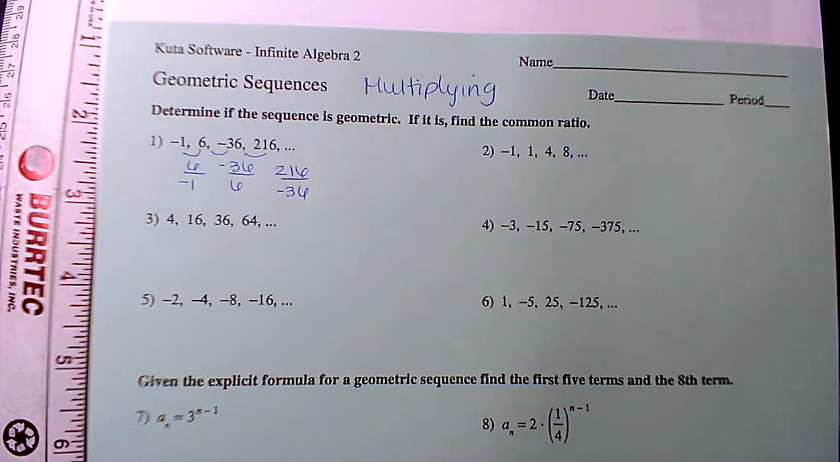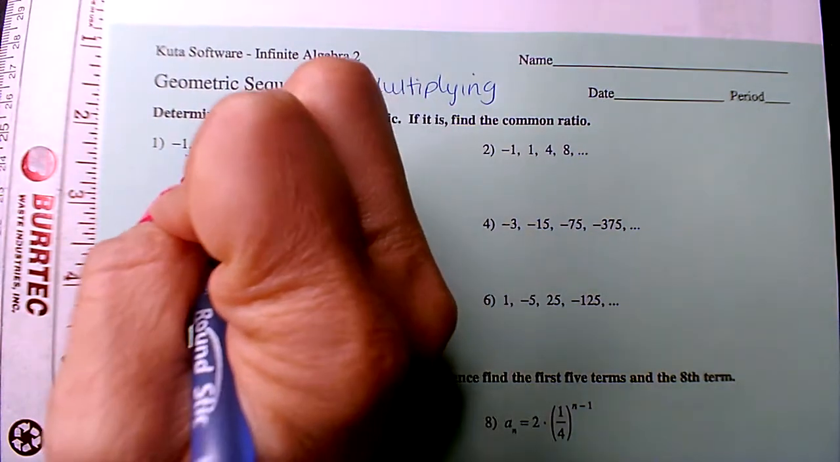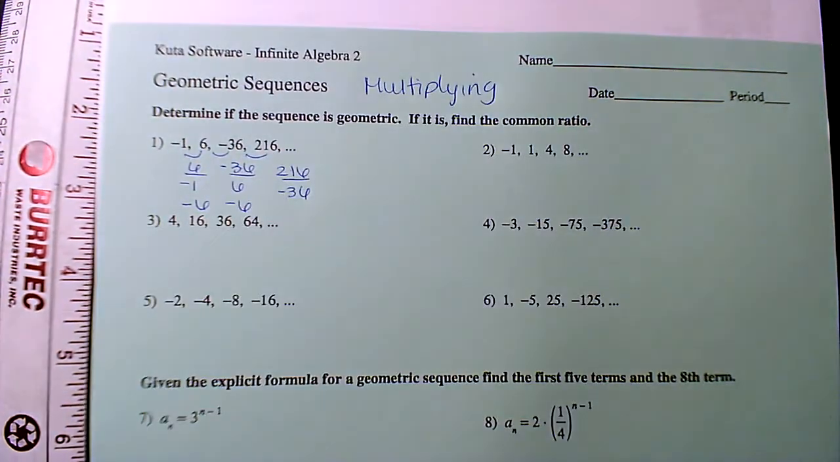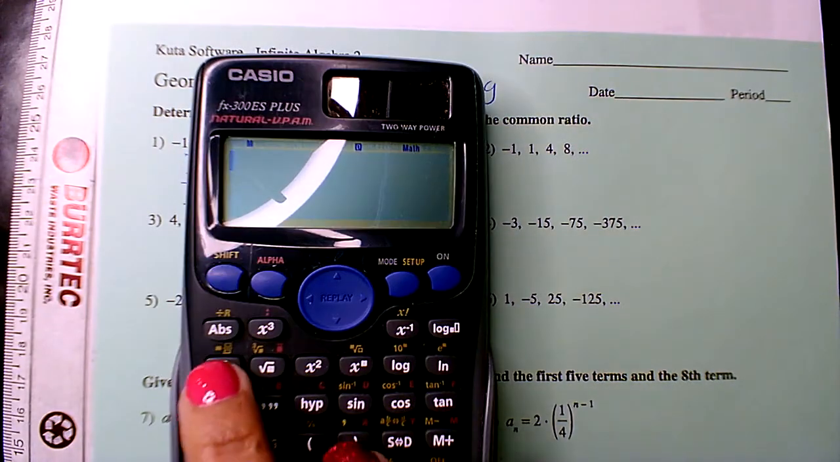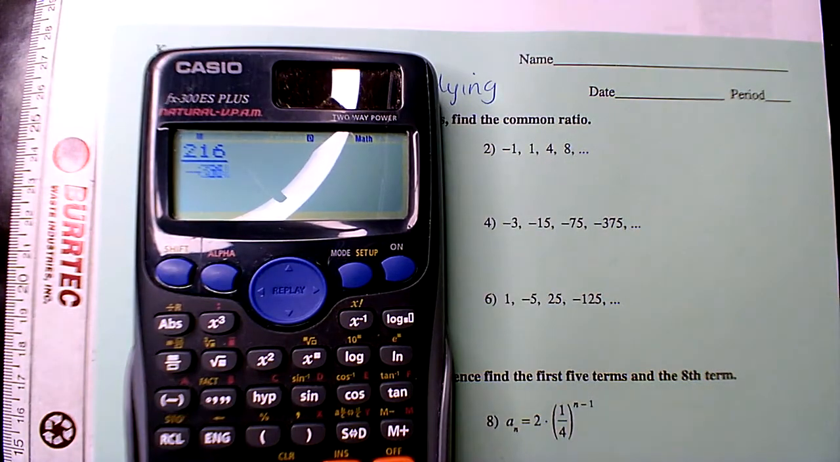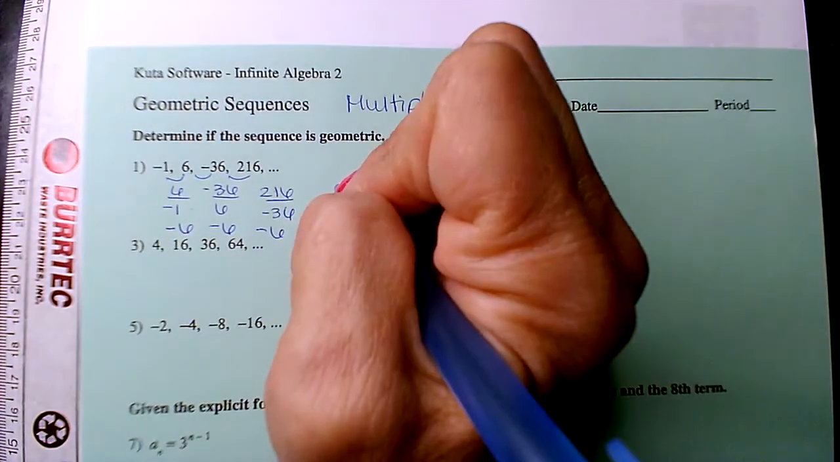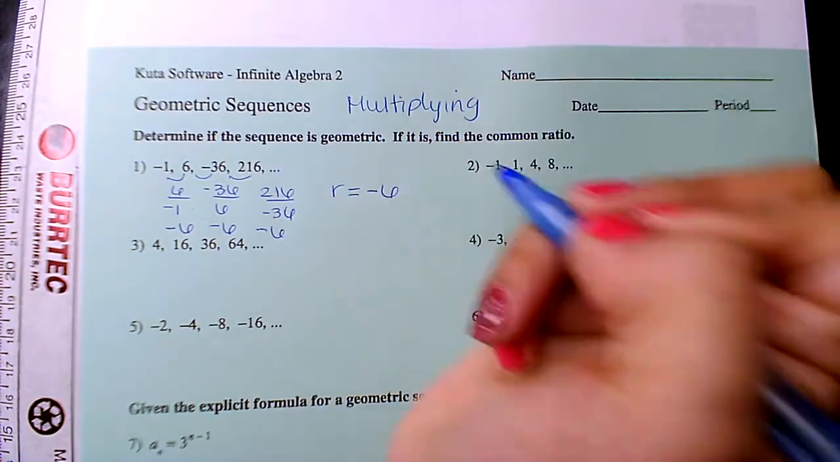Okay, so you're going to have to, obviously, I'll reduce, but it's always the later one is the numerator, the earlier one is the denominator. Okay, so 6 divided by -1 is -6. -36 divided by 6, -6. 216 divided by -36, and there's my -6. And so what's your common ratio? We're going to call it R, you guys. It's -6.